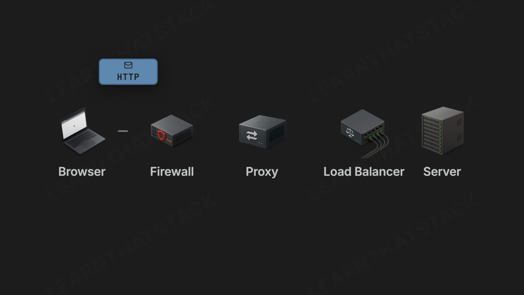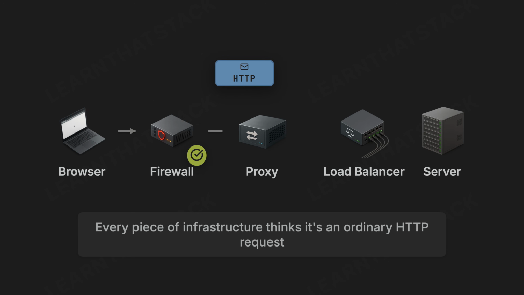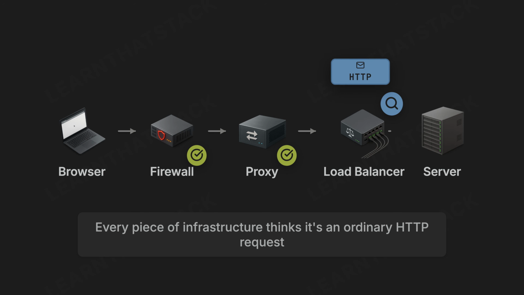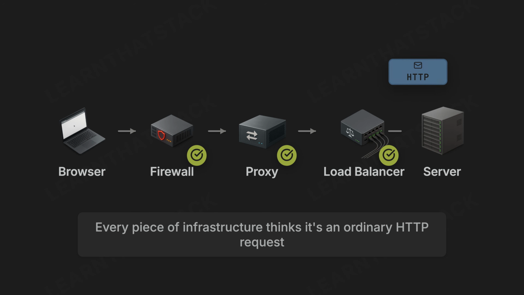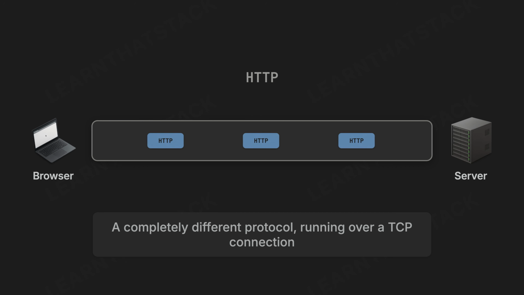Watch this packet. It leaves a browser, passes through a corporate firewall, through a proxy, through a load balancer. At every step, something inspects it. It looks like an ordinary HTTP request, and every piece of infrastructure on this diagram thinks it is. The server sends back a response, status code 101, switching protocols. And from this moment on, that connection is no longer HTTP.